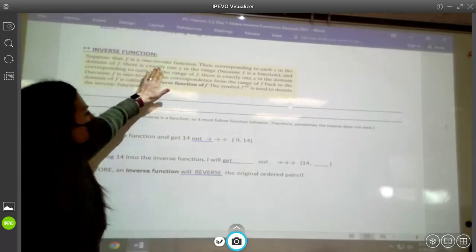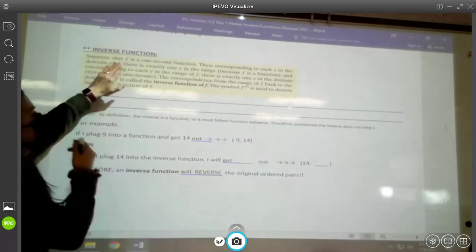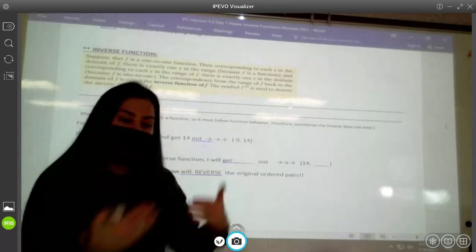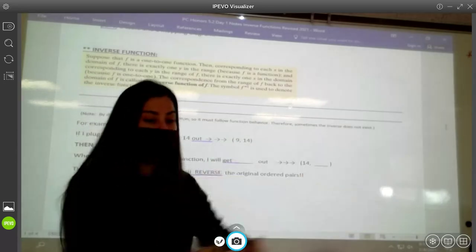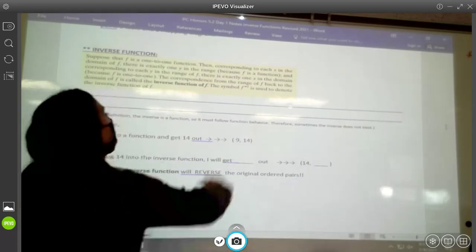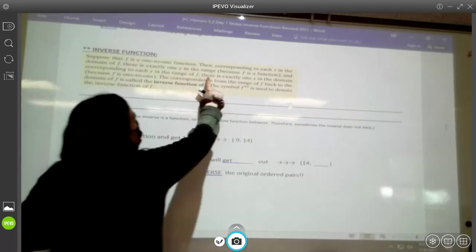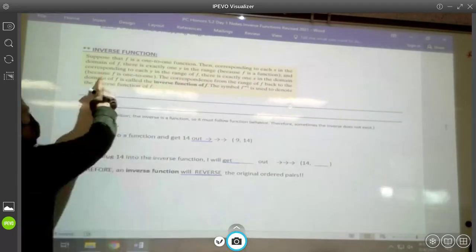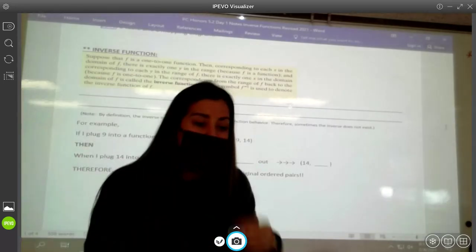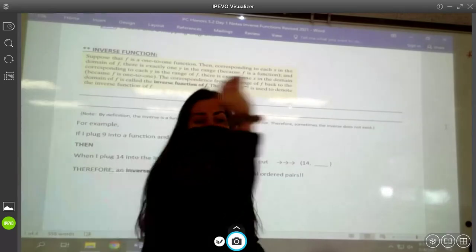If f is a one-to-one function, then corresponding to each x in the domain of f, there is exactly one y in the range because f is a function. That's how a function works. Each x goes to one y value. Each input has one output. And corresponding to each y in the range of f, there is exactly one x in the domain because f is one-to-one. In a nutshell, what it's saying is that now each y only goes to one x.